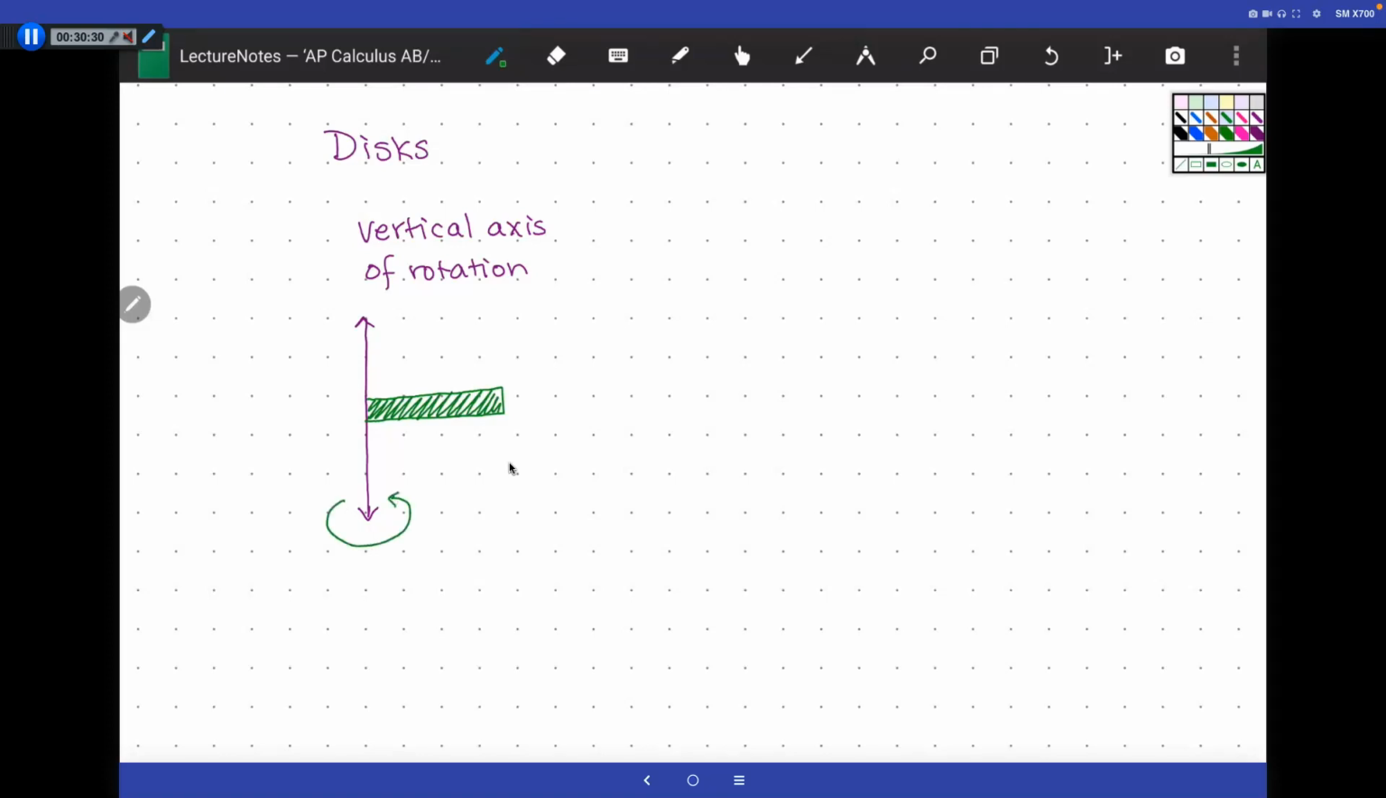Let me spin around this. So as long as that representative rectangle is touching the axis of rotation, it's a disk. It won't make a hole. So we can see that the radius is just simply the length of that representative rectangle. And so the volume, actually I'll just say V, is pi times the integral from a to b of big R squared. Is this a dx or a dy problem?